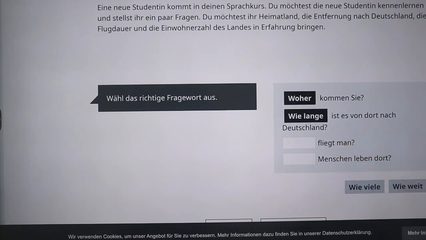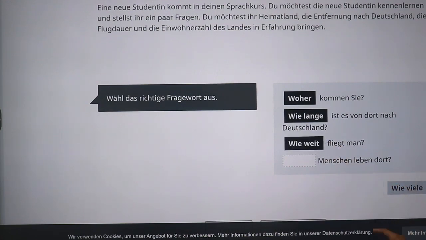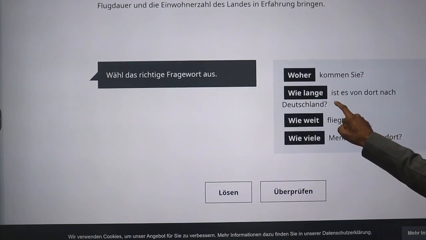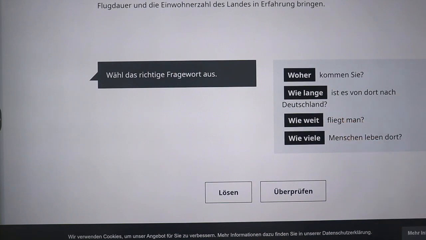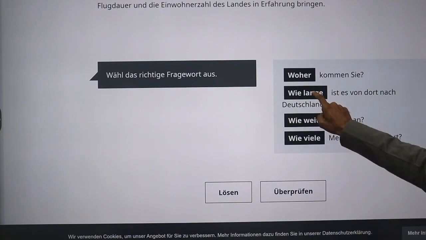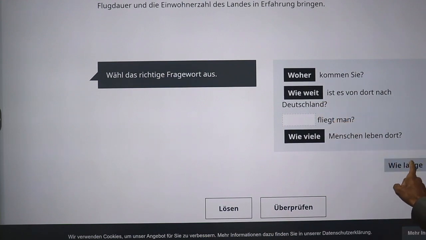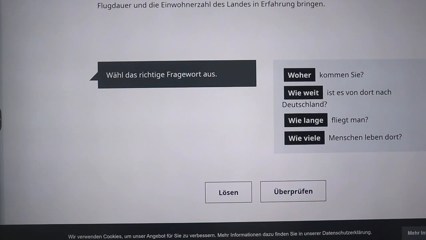Okay, and then third we have "Wie weit fliegt man", and fourth we have "Wie viele Menschen". Wie lange, how long; wie weit, how far. So second, "Wie weit ist es?", how far is it, and "Wie lange fliegt man?" So this way you can test your German MCQs and we check.